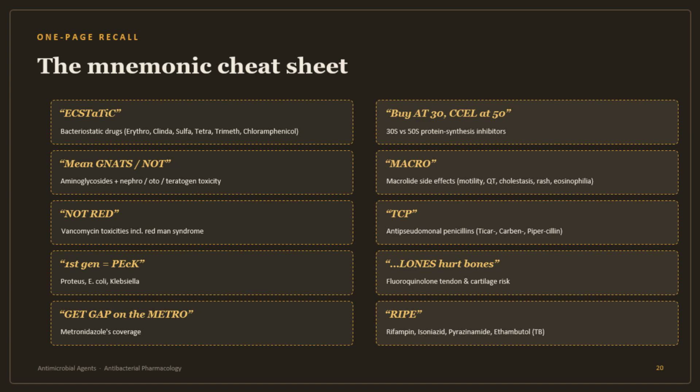Macro for the macrolide side effects. Not RED for vancomycin's toxicities, including red man syndrome. TCP for the antipseudomonal penicillins: ticarcillin, carbenicillin, piperacillin. First gen equals PEC: Proteus, E. coli, Klebsiella. Loans hurt bones for the fluoroquinolones, tendon and cartilage risk. GTGA up on the metro for metronidazole's coverage. And RIPE for first-line TB: rifampin, isoniazid, pyrazinamide, ethambutol.